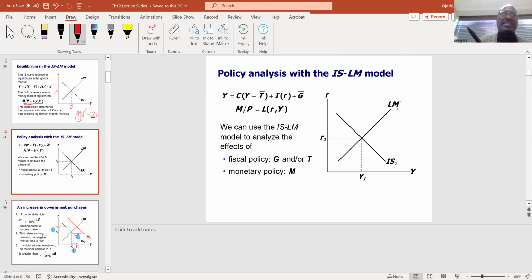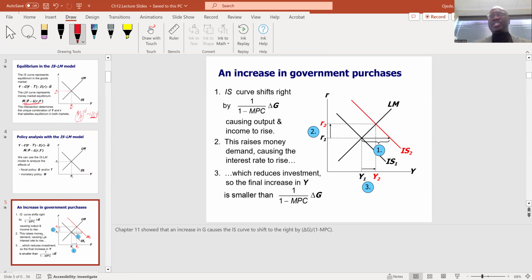So let's discuss a few of those changes. For example, if there's an increase in government purchases, say Congress decides to expand the size of the budget, meaning that they increase government spending, you can see clearly the IS curve is going to shift to the right. Think about this for a second, though. This is going to lead to a higher interest rate, and GDP is going to go up.